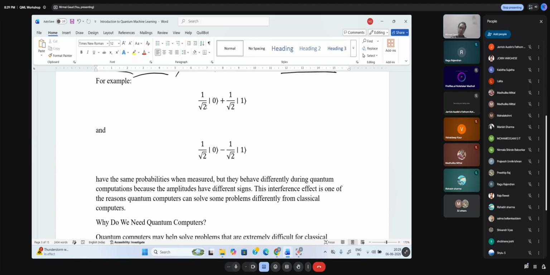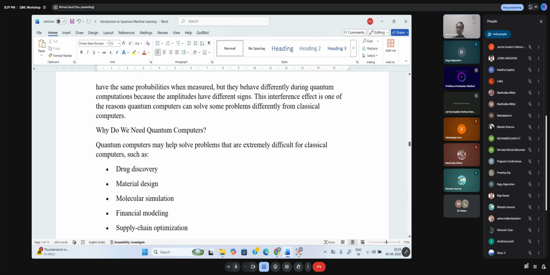The zero state, alpha and beta, we call them probability amplitudes. The probabilities are the same when measured, but they behave differently during quantum computation because amplitudes can have a different sign, depending upon the spin of a particle.